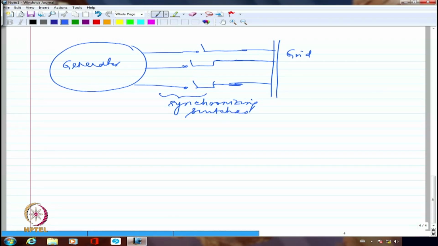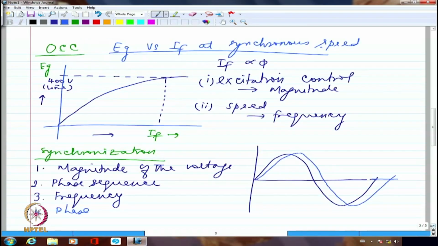If the two are not matching in every way, it is like short circuiting 2 different voltage sources. Whether the frequency is different, phase is different, phase sequence is different, whatever I do, if you look at it here, this is one of the voltages. So this is probably V of the generator. And this is the V of the grid. You see that at this point there is no difference at all between the 2 voltages. So you can close the switch. That's fine at that point.